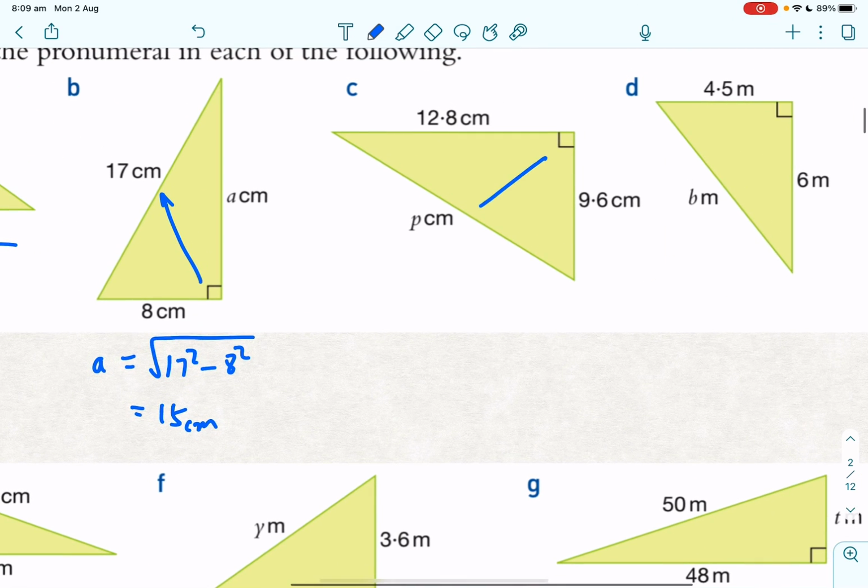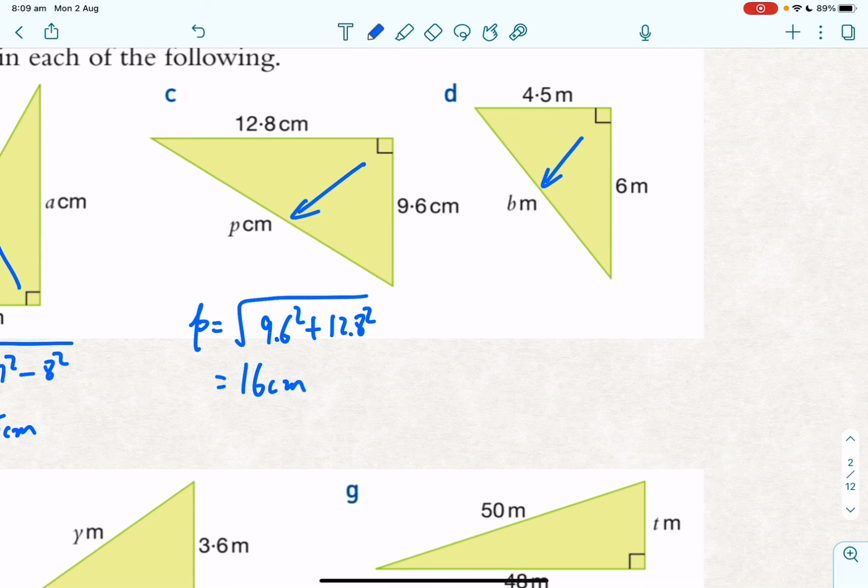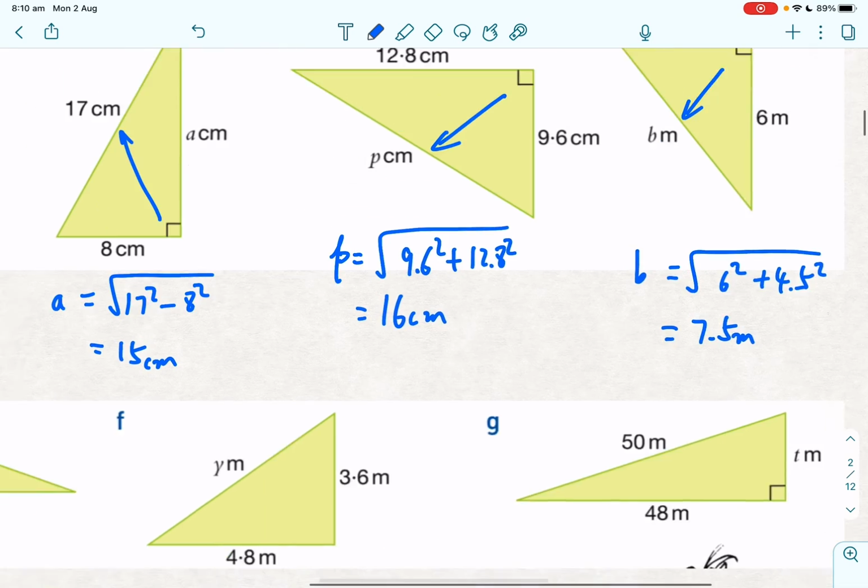Now the next one, that is a letter so we're plussing, so p equals the square root of 9.6 squared plus 12.8 squared. It doesn't matter which one goes first because they're both the short sides. That is 16 centimeters. Letter again, so plus. 7.5 meters.